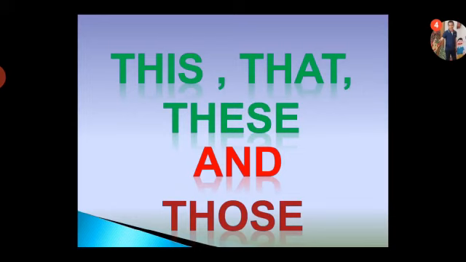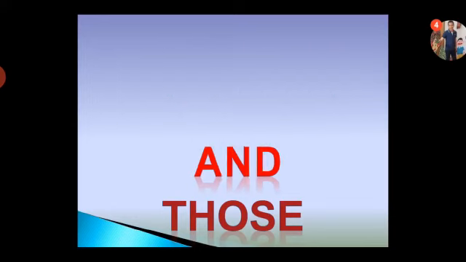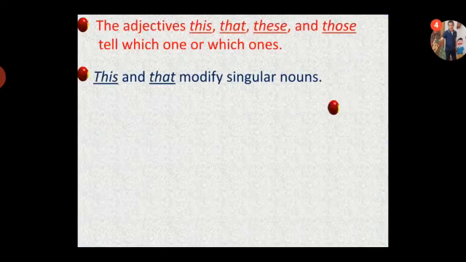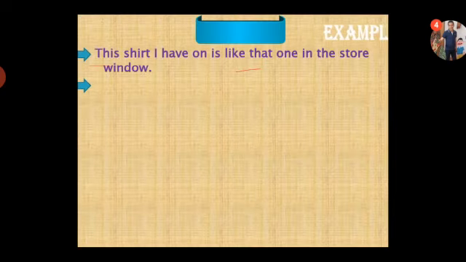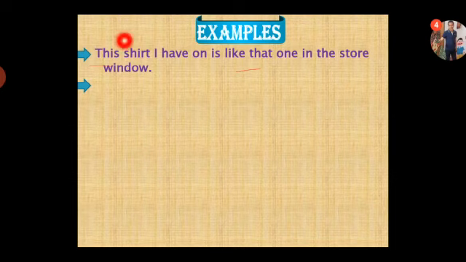This, that, these, and those. Let's get started with some examples to understand this lesson. Take care, because this, that, these, and those are known as demonstrative adjectives in English. Let's get started with the first example.